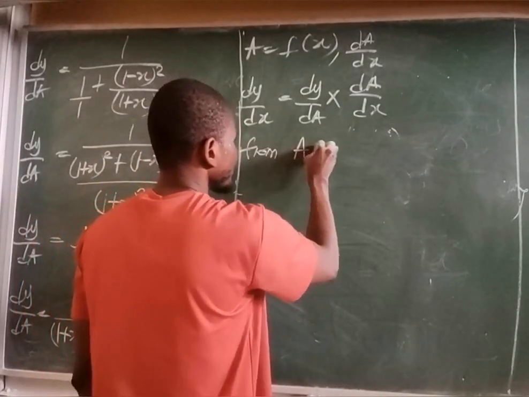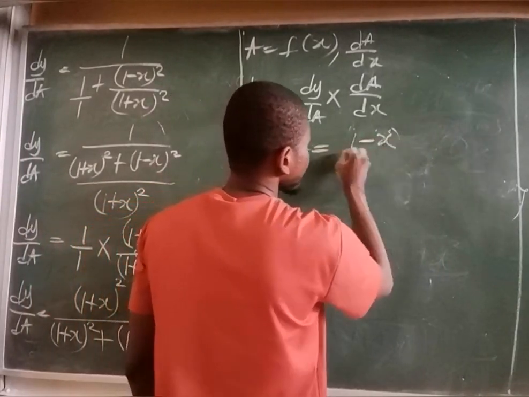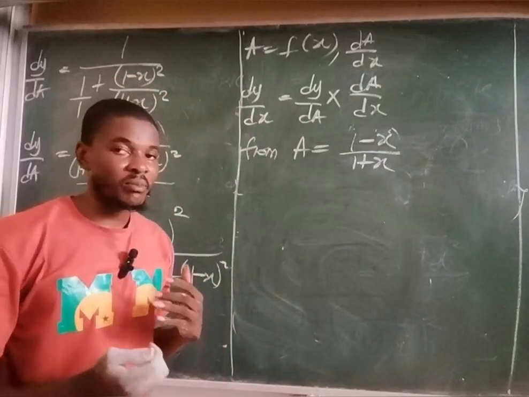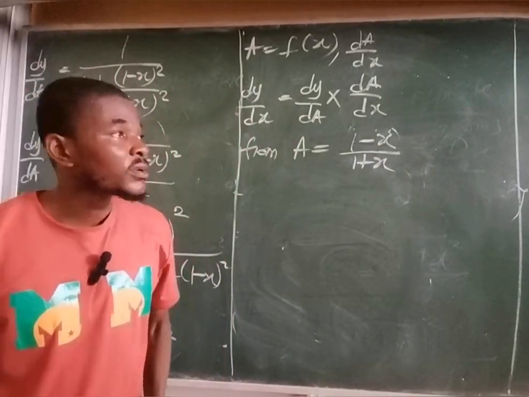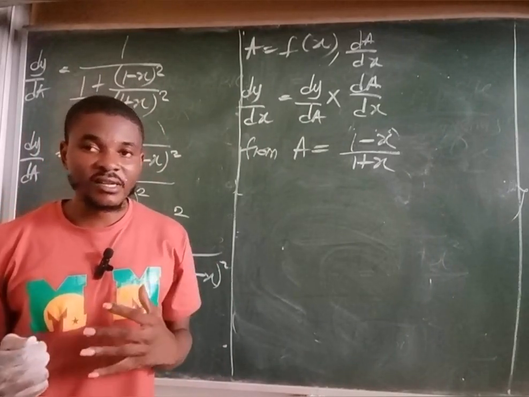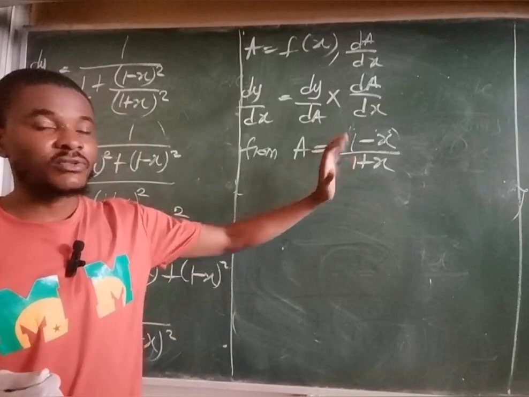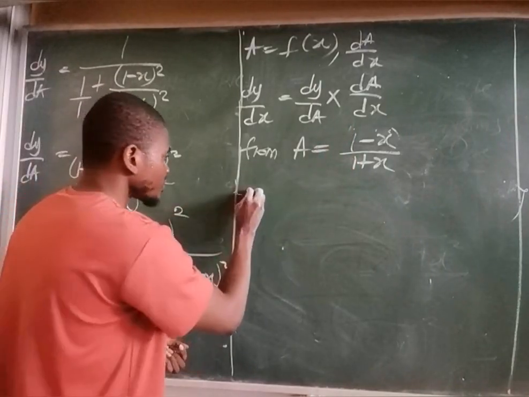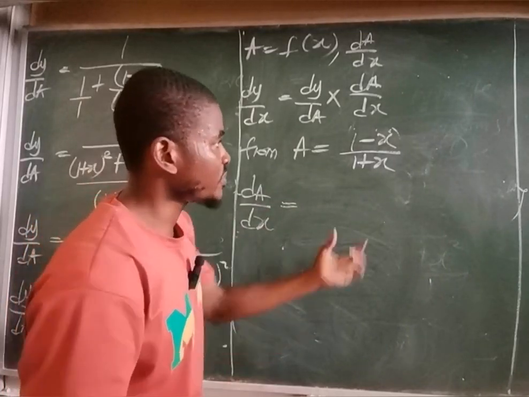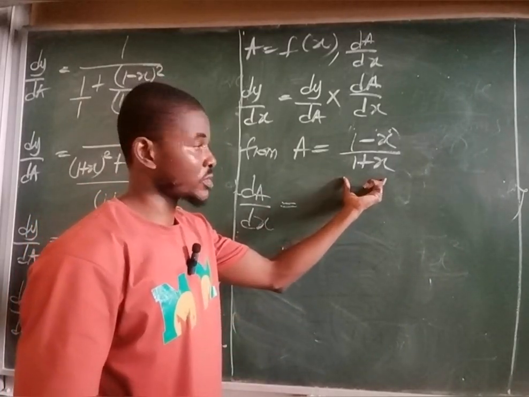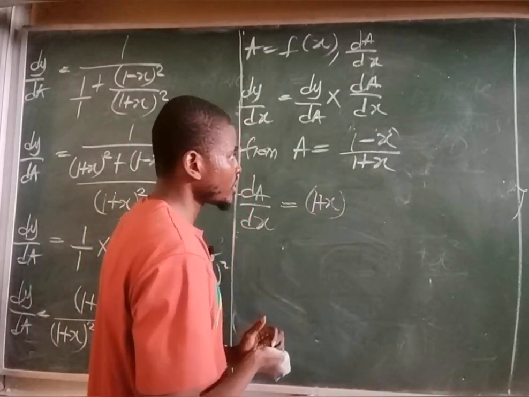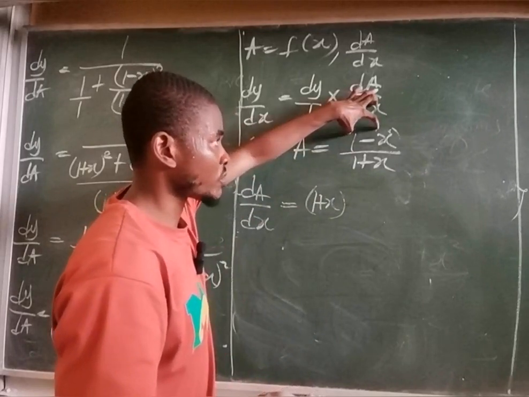From a equals 1 minus x all over 1 plus x. Okay, so of course we are going to employ the quotient rule to differentiate this function. Please look up the quotient rule differentiation series on my channel for proper understanding. So we are going to employ that method here to differentiate this function. Okay, so differentiating a with respect to x from quotient rule, keep the bottom. The bottom is simply the denominator. So we simply have 1 plus x.